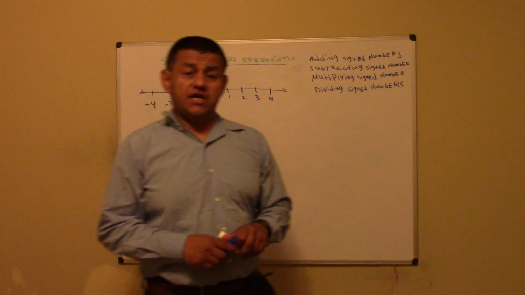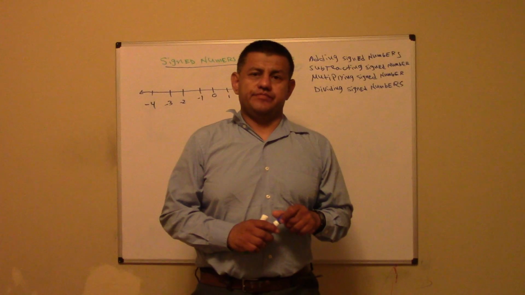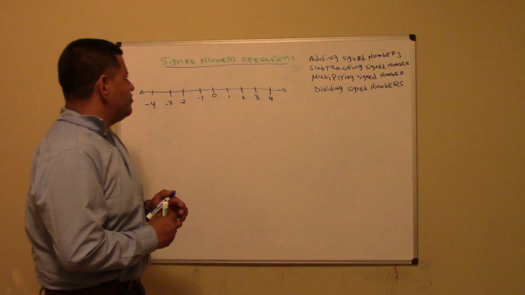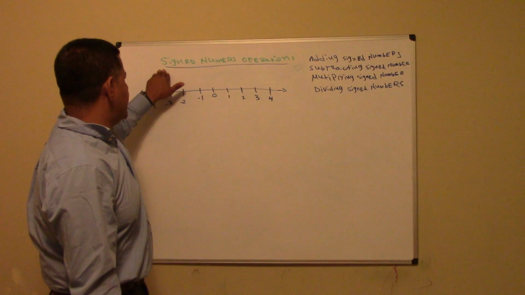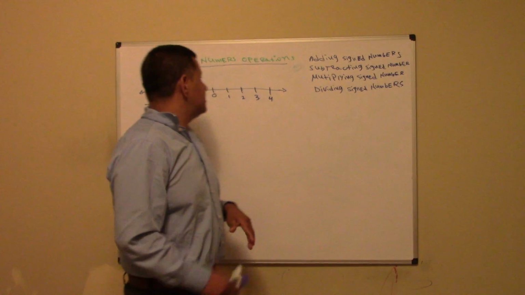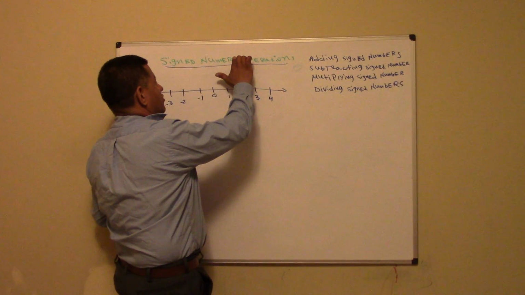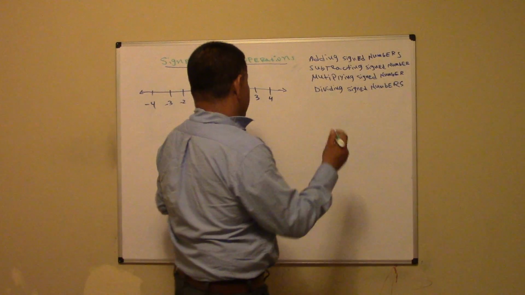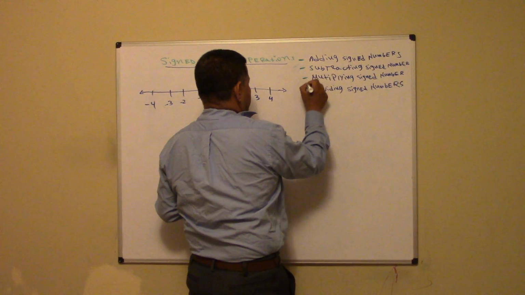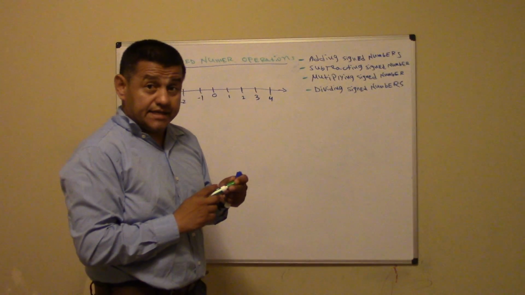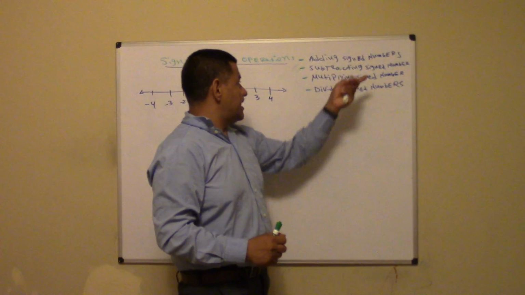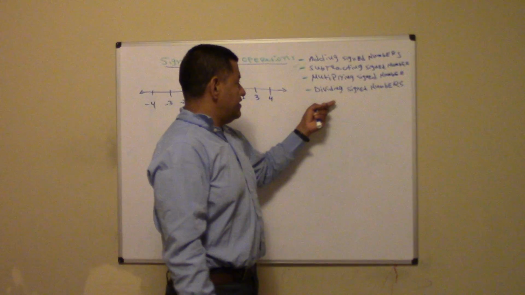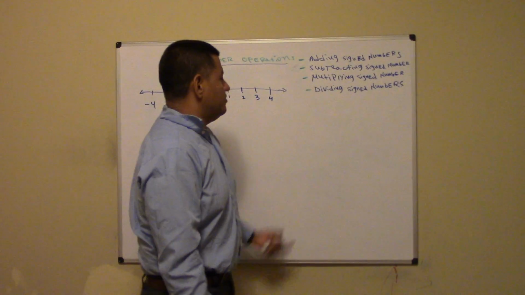Hey everybody, today we keep working in basic mathematics, and today we're doing what is called signed number operations, right? Signed number operations can be broken down into the four operations in mathematics, which are addition of signed numbers, subtraction of signed numbers, multiplication of signed numbers, and dividing signed numbers, right?